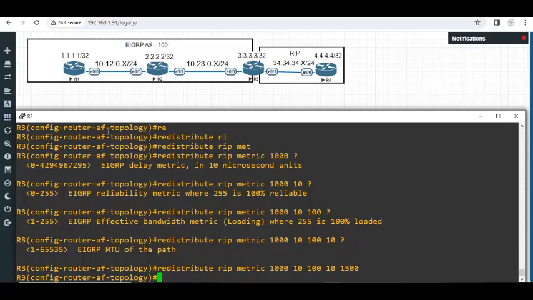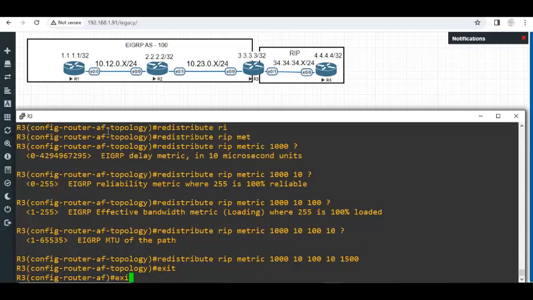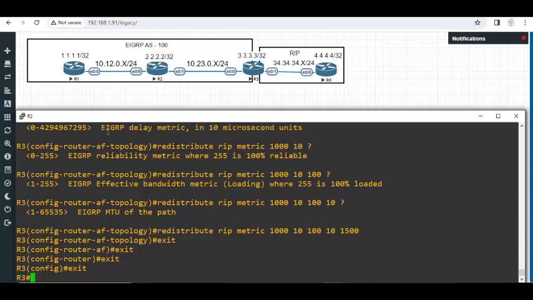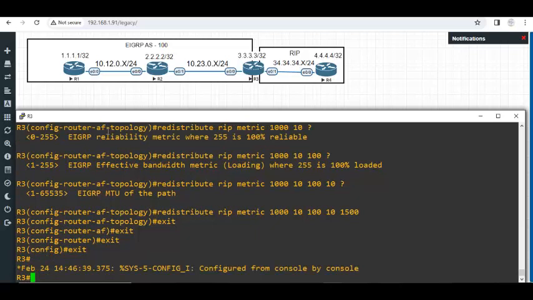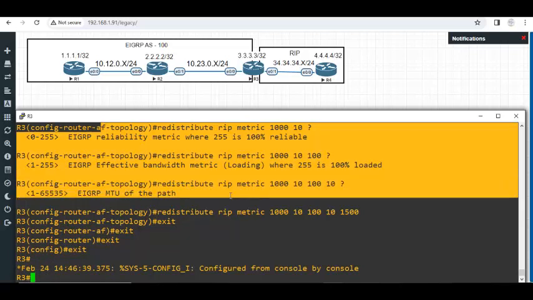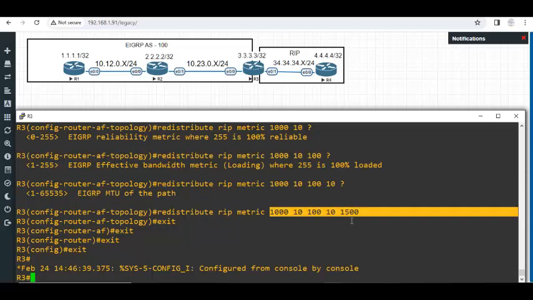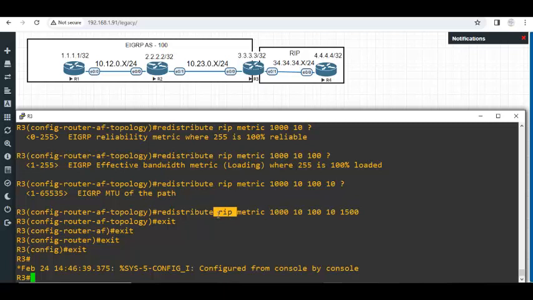See, you are taking RIP routes and giving them to EIGRP. So EIGRP follows these 5 metrics, no? That's why I'm saying, what metric do you want to give to all those RIP-given routes? I'm saying give this metric. So this is what is going to be used in the DUAL algorithm to calculate the composite value for those RIP-given routes. Any question?